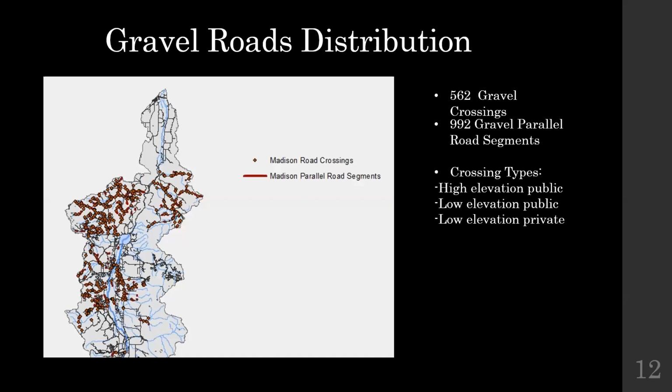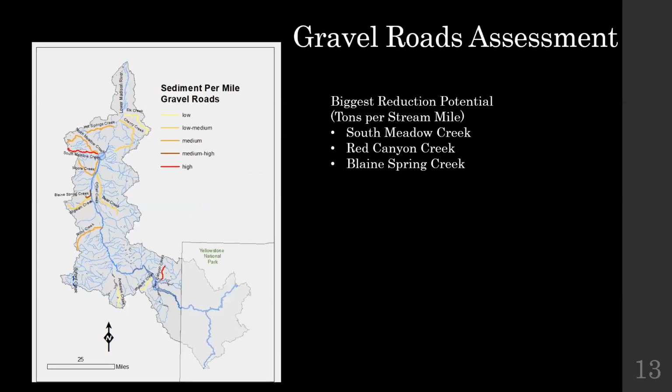The highest loading was in high elevation public lands, and then slightly lower loading in low elevation lands or crossings in this area. The results of the assessment show that the biggest reduction potential in terms of tons per stream mile was in the South Meadow Creek, Red Canyon Creek, and Blaine Spring Creek. But if you go into the TMDL document, it explains a little bit more about how much loading was found for each of these different streams and why these had some of the higher levels of loading.